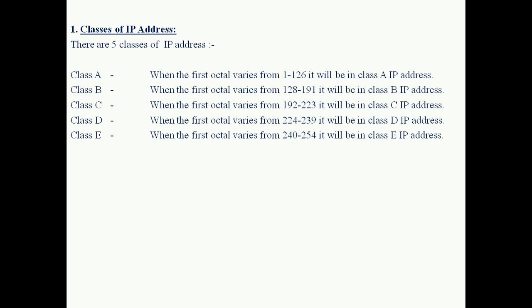When the first octet varies from 1 to 126, it will be in class A. When the first octet varies from 128 to 191, it will be in class B. When the first octet varies from 192 to 223, it will be in class C. When the first octet varies from 224 to 239, it will be in class D. And when the first octet varies from 240 to 254, it will be in class E.